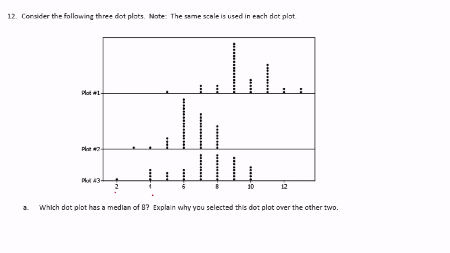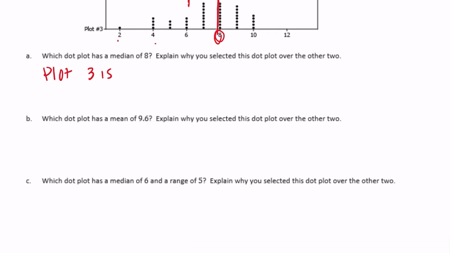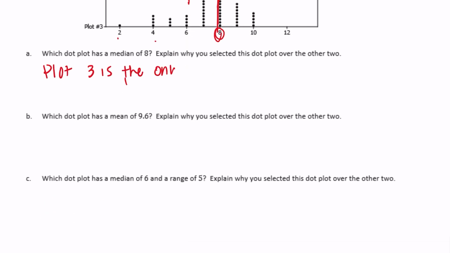So a median of 8 right here. We're looking for which one has the middle at about 8. So I'm not going to pick plot 1 because the median looks to be more in this range. I'm not going to pick plot 2 because the median is more right here. So it has to be plot 3 because that's kind of where the middle of the data lies. So plot 3 is the only distribution centered near 8.